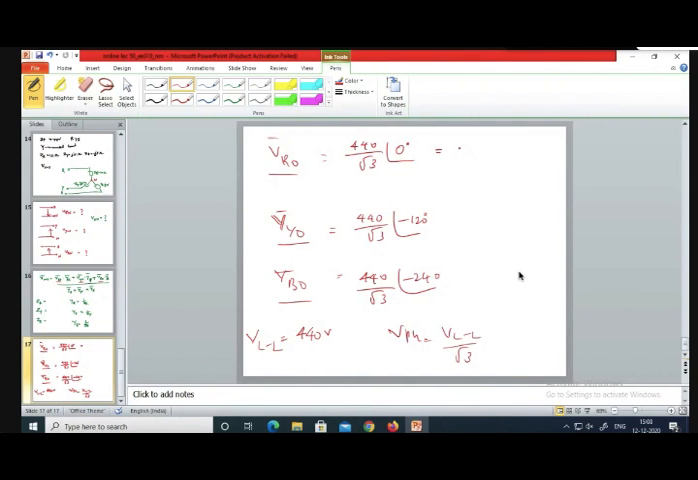440 by root 3 is 254.03 angle 0, 254.03 angle minus 120, and 254.03 angle minus 240, which can be written as plus 120 degrees. You can write it in either polar form or rectangular form. If you have understood so far, please type 0 in the chat box. If you want me to repeat, I will repeat again. Please type quickly.